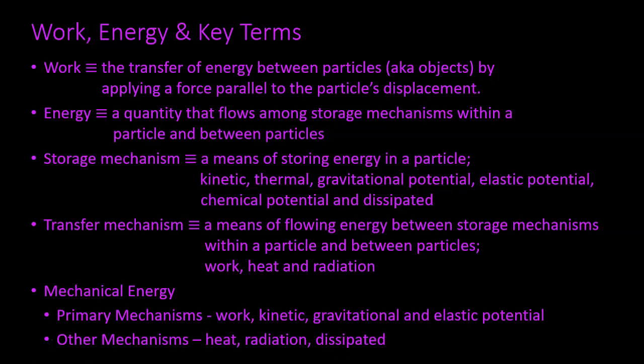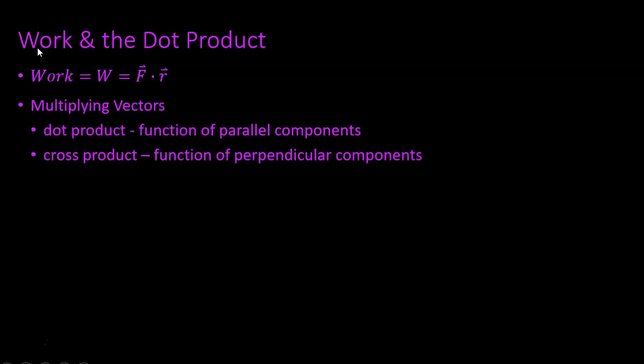Let's move on and talk about work and the dot product. So work is equal to the force vector multiplied by the displacement vector. There's two types of vector multiplication. There's dot product, and that's important when the quantity we're trying to calculate is a function of parallel vector components, whereas the cross product is important when the function of the quantity we're trying to calculate is the perpendicular components of those two vectors. Work is the quantity created by force acting parallel to a displacement, so we're interested in the dot product when it comes to calculating work.